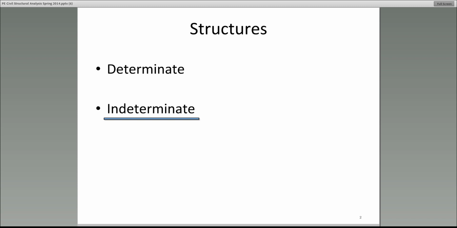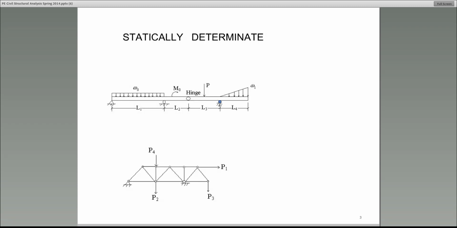Okay, so let's continue. How do we tell whether a structure is determinate or indeterminate? Here we have examples of determinate structures. Let's start with the top beam. That's a beam. Who can tell me, how do we decide whether a structure is determinate or indeterminate? If you could just type it in very quickly, and then we'll go from there.